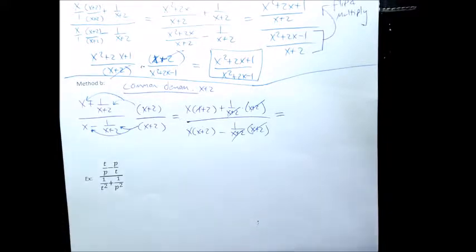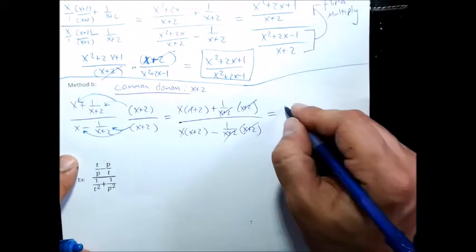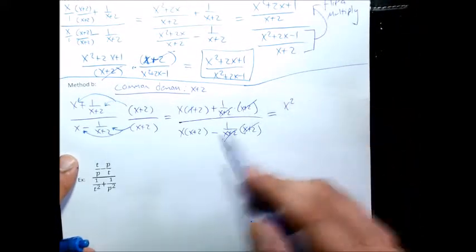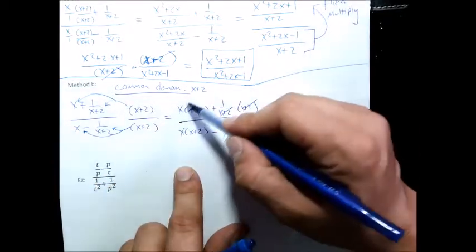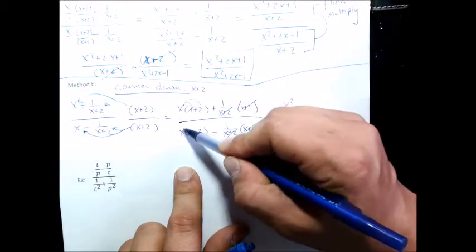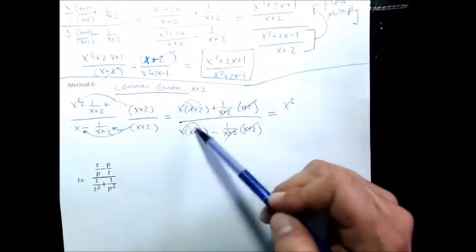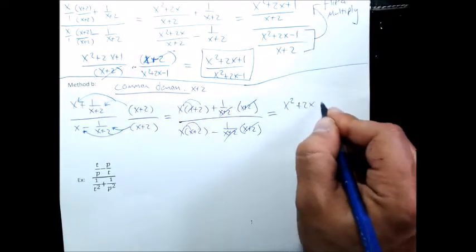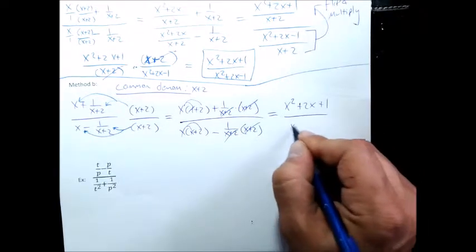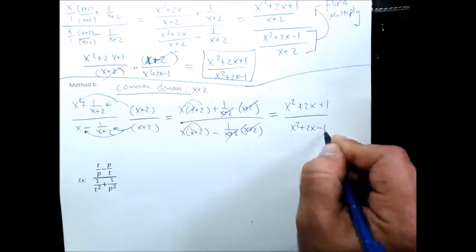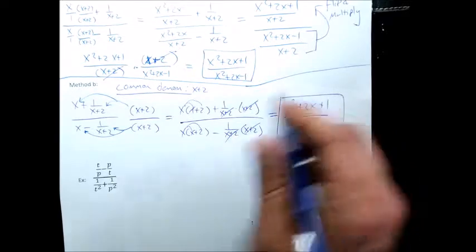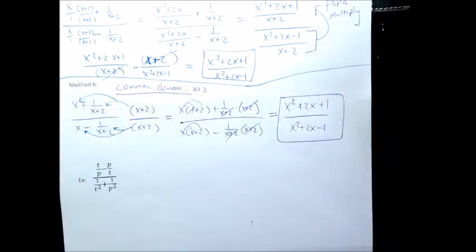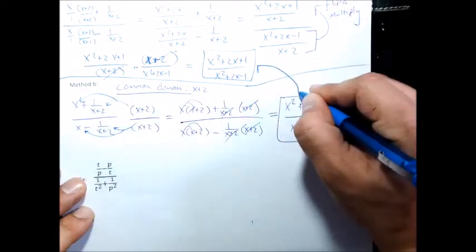And we no longer have a compound fraction, right? We just have x squared. I'm going to multiply this out too, right? I'm going to send this x through here, and I'm going to send this x through here. So we've got to do the distribution, but then we'll get the same answer. We'll get x squared plus 2x plus 1 over x squared plus 2x minus 1. And you can see that these two things are the same.